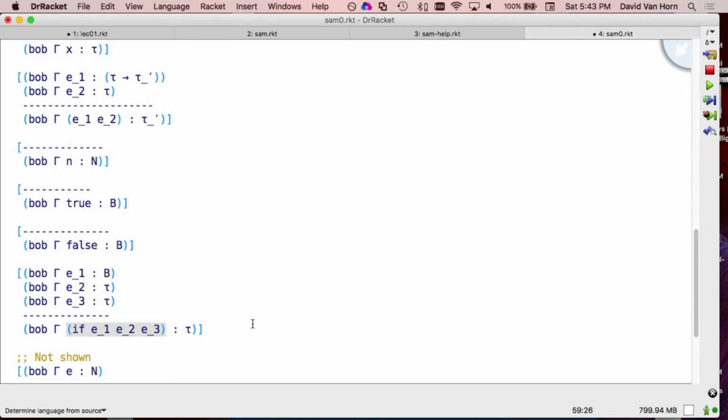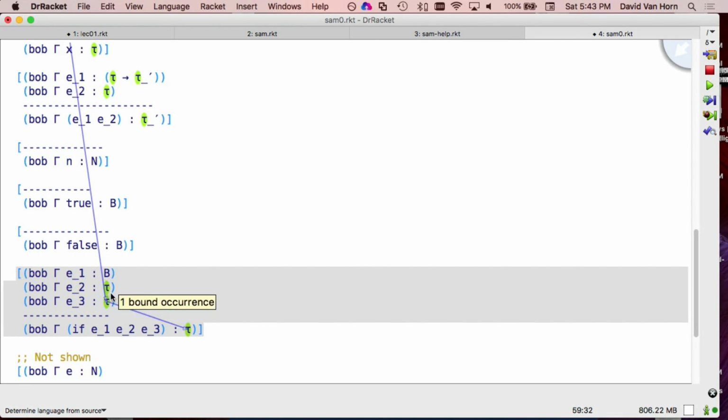Here's the if case. Okay, again, notice that we've got this double use of tau here, so those types have to be identical.